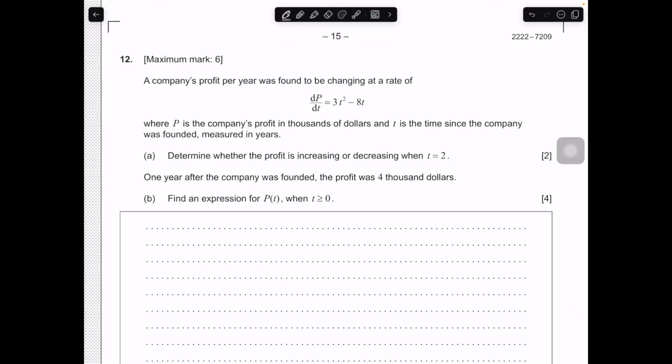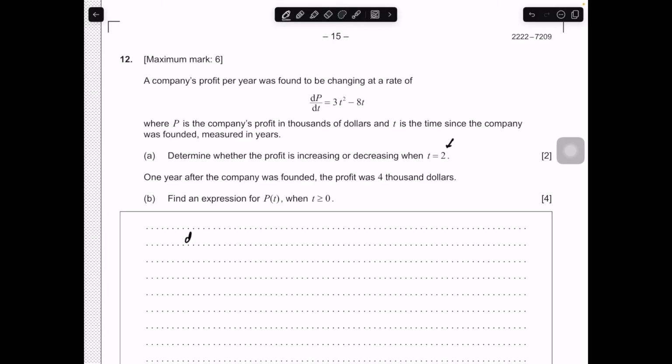A company's profit per year was found to be changing at a rate of, so this is change in profit as a function of time, dp over dt is equal to 3t squared minus 8t. Remember, this dp over dt gives us the instantaneous rate of change. It's our slope function, the derivative. Here p is the company's profit in thousands of dollars and t is the time since the company was founded, measured in years. Determine whether the profit is increasing or decreasing when t is equal to 2.